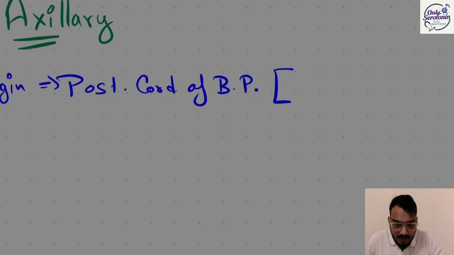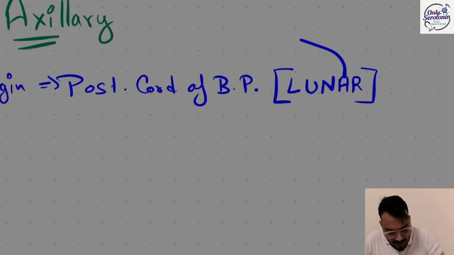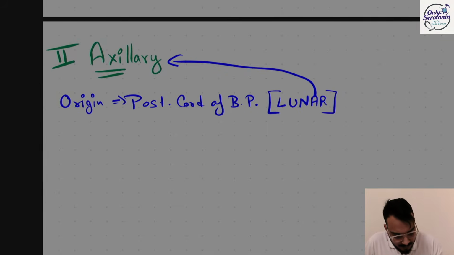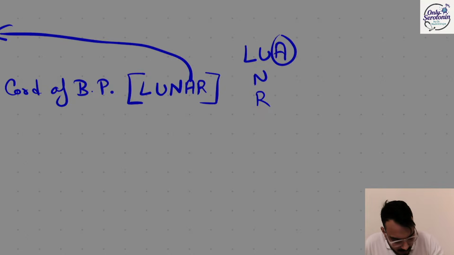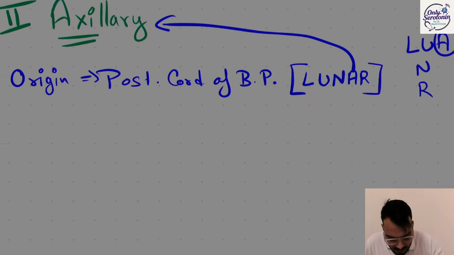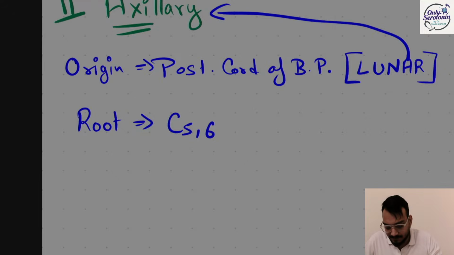What was the mnemonic for the posterior cord? Posterior cord were the girls, and girls are beautiful. That's why the beautiful face is known as LUNAR. Out of this name, this A is the axillary nerve. From what we studied in LUNAR, what is the root value? The root value is C5, C6.